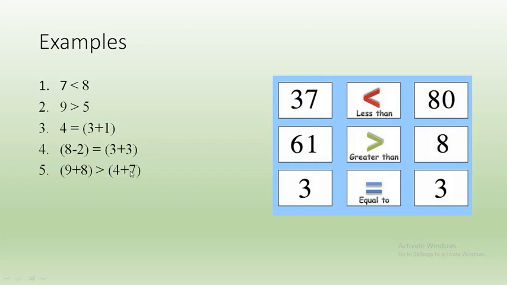4 plus 7 is 11. Now is 17 bigger than or smaller than 11? 17 is bigger than 11. 37 is less than 80. 61 is greater than 80. 3 is equal to 3.